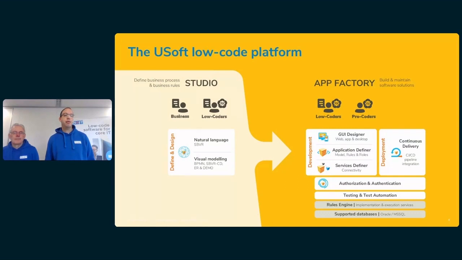The USoft low-code platform consists of two parts, as you can see on the screen. On the left-hand side, you see the studio part. That's where business and low-coders can work together to define the business rules and business processes that form the basis of the application that's going to be developed. And the development of the application itself is done in the app factory with all the components that you as USoft users will be very much familiar with, some of which we'll be seeing today as well in some of the videos that we've prepared for you for this webinar.